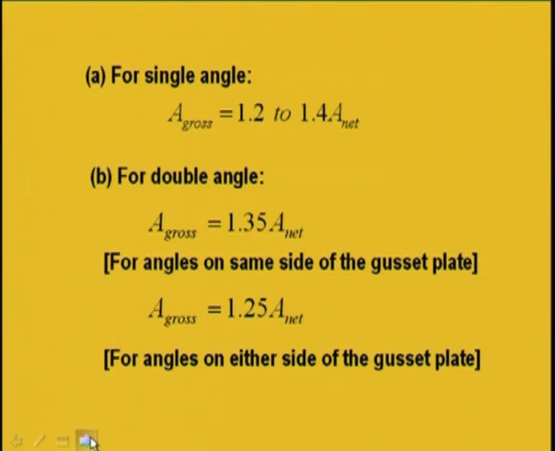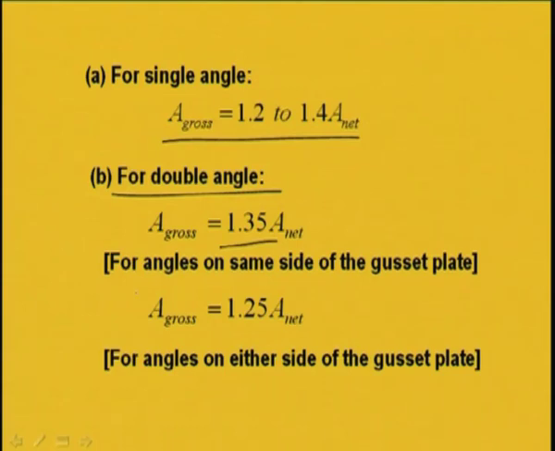For a single angle we can use gross area as 1.2 to 1.4 of net area. That means if we are going to use a single angle, then the gross area can be 20% to 40% more than the net area. If we are going to use a double angle, then we can use 35% extra of the net area. These are guidelines which we can follow, but this is not strict. We can change and see whether it is okay or not. At the preliminary stages we can start with this.